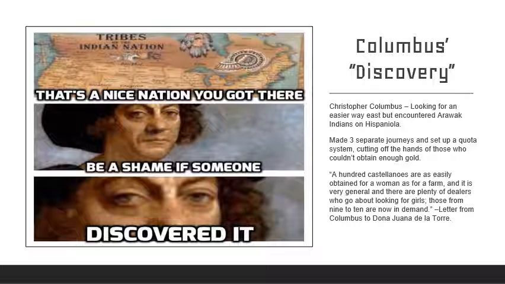He sets up a quota system, cutting off the hands of those who couldn't obtain enough gold. In a letter he wrote, for example, 100 castellados are as easily obtained for a woman as for a farm, and it is very general, and there are plenty of dealers who go about looking for girls. Those from 9 to 10 are now in demand. So I'll let you kind of make your own assumptions about exactly the kind of human trafficking that was going on during this period.